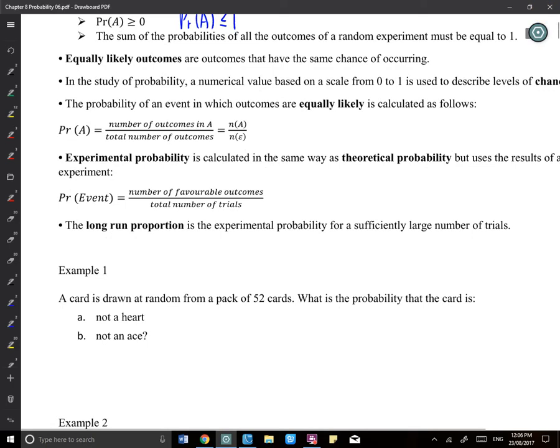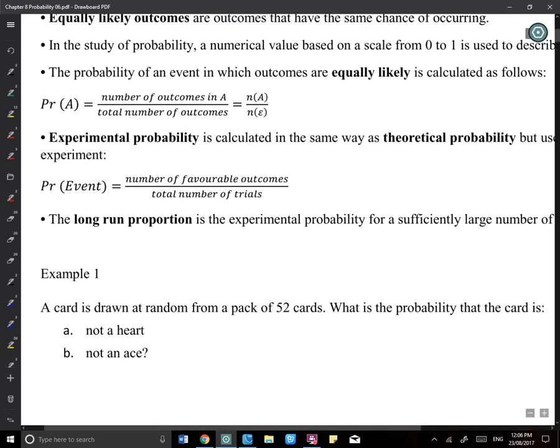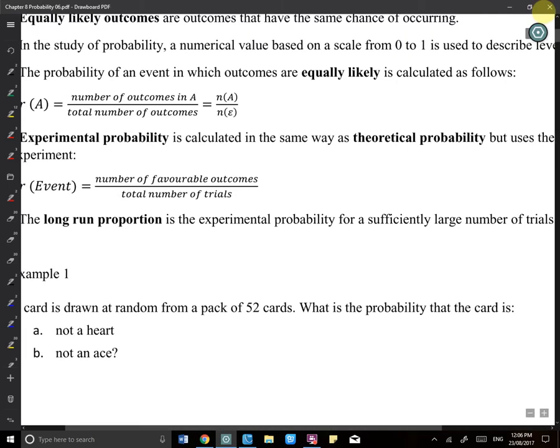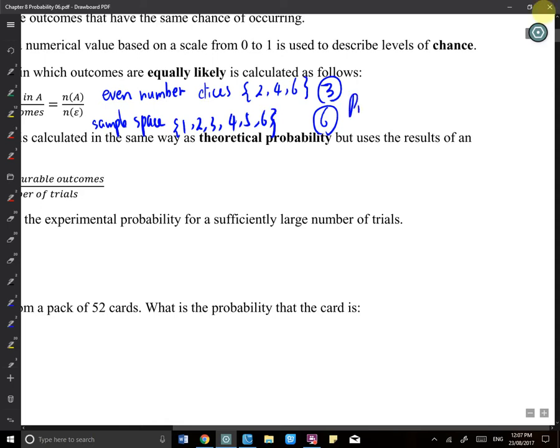The probability in which outcomes are equally likely is calculated as follows: the number of outcomes in this event over the total number of outcomes. For example, I want to get an even number from the dice. I can have 2, 4, and 6. This is 3 outcomes, so the number of outcomes is 3. The sample space is all the outcomes: 1, 2, 3, 4, 5, 6. There are 6 outcomes here. So the probability of getting an even number will be 3 over 6. That's just half.